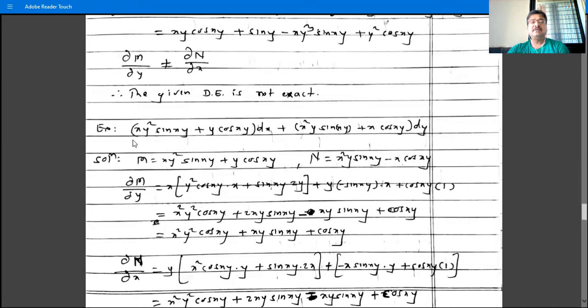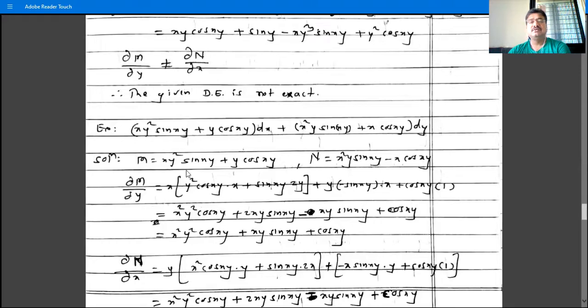The next problem is x y square sin(xy) plus y cos(xy) dx plus x square y sin(xy) plus x cos(xy) dy. Okay, so here again we have to determine whether this differential equation is exact, and if yes, then we have to find its solution. So compare this equation with the standard equation M dx plus N dy is equal to 0. Here is the mistake, right?